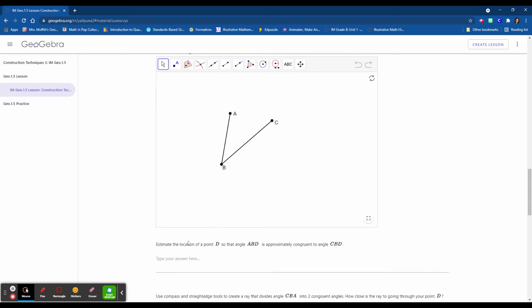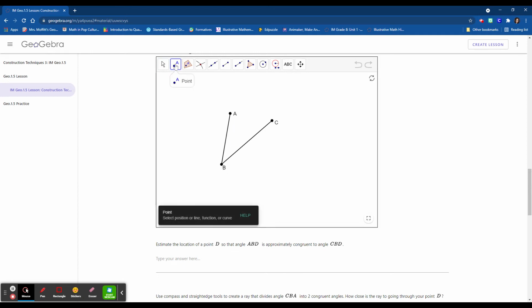So the first task here asks us to estimate the location of a point D so that angle ABD is approximately congruent to angle CBD. So they're asking us to estimate approximately, if I put a point D on here, somewhere inside of this angle, where would it split this angle into two smaller congruent angles? Basically, where is the middle of this angle?